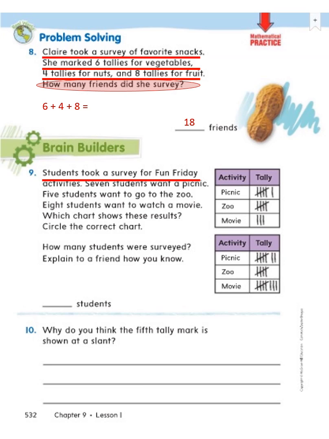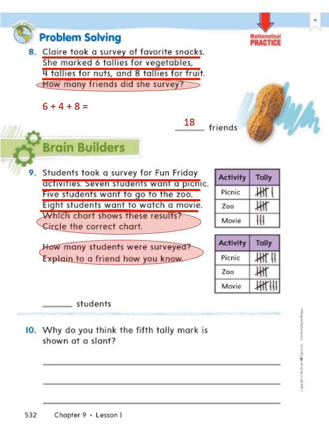Students took a survey for Fun Friday activities. 7 students want a picnic. 5 students want to go to the zoo. 8 students want to watch a movie. Which chart shows these results? Circle the correct chart. How many students were surveyed? Explain to a friend how you know. Okay, I'm going to ask you to pause it here. Take as much time as you need, and when you're ready, push play again. Good luck.